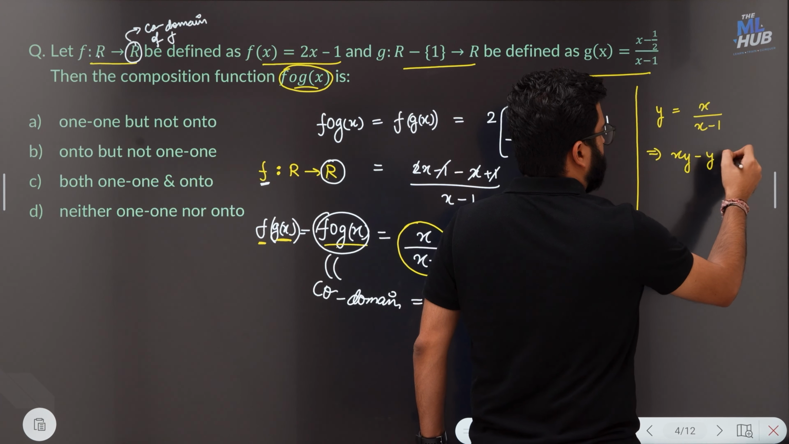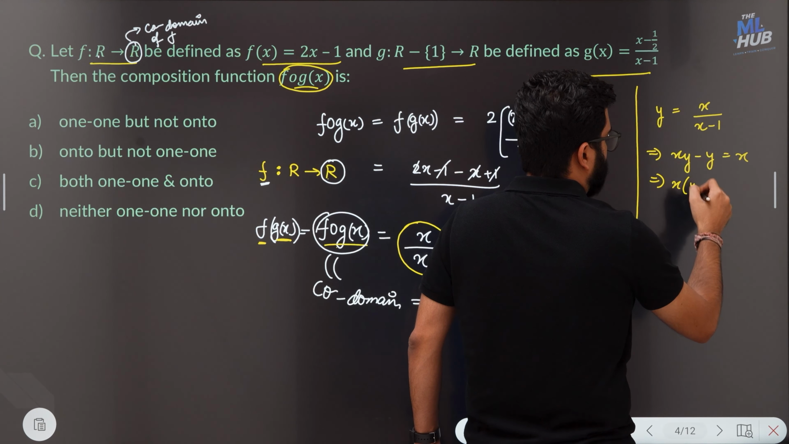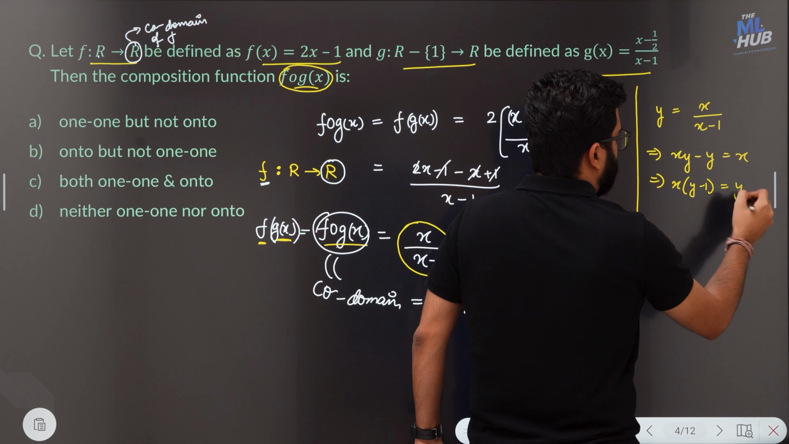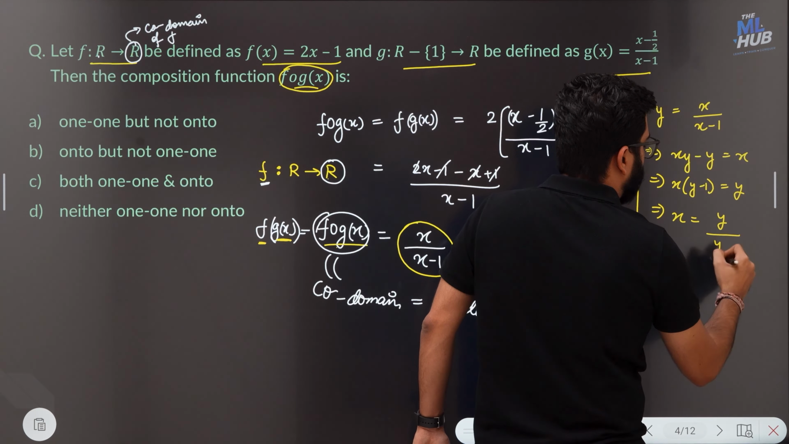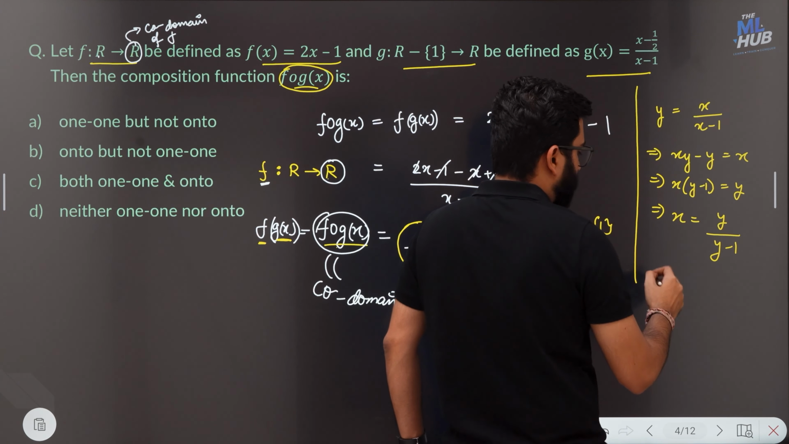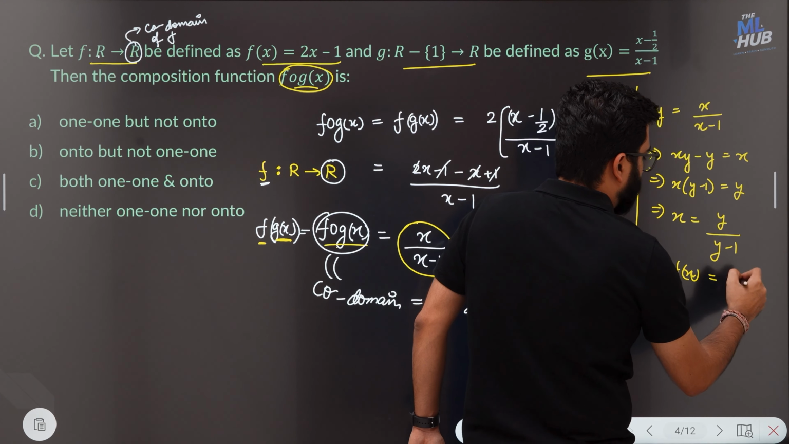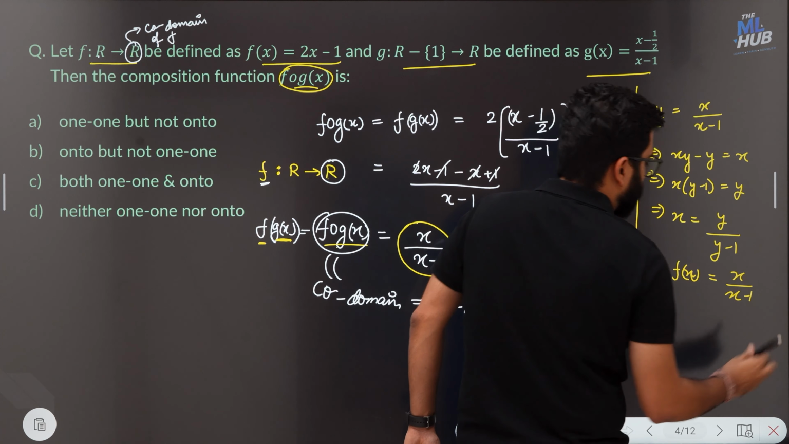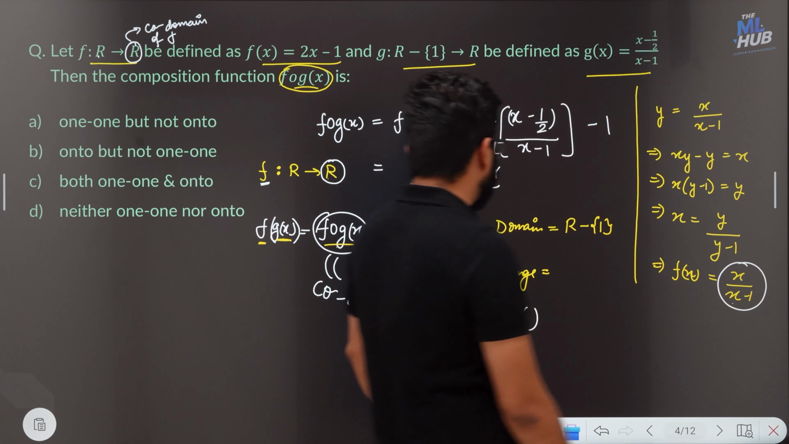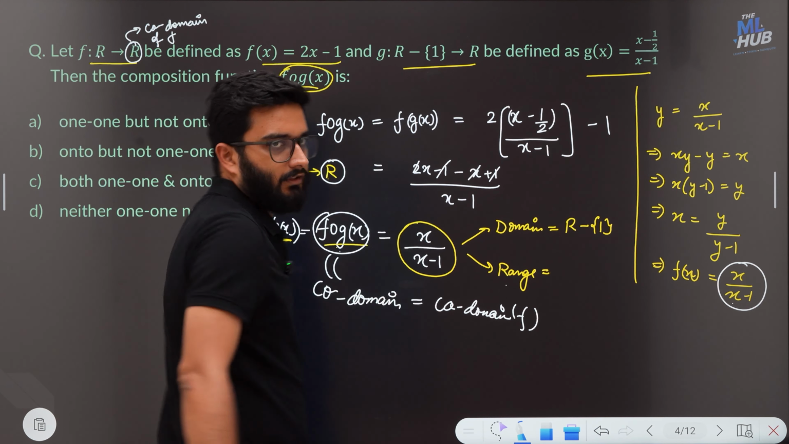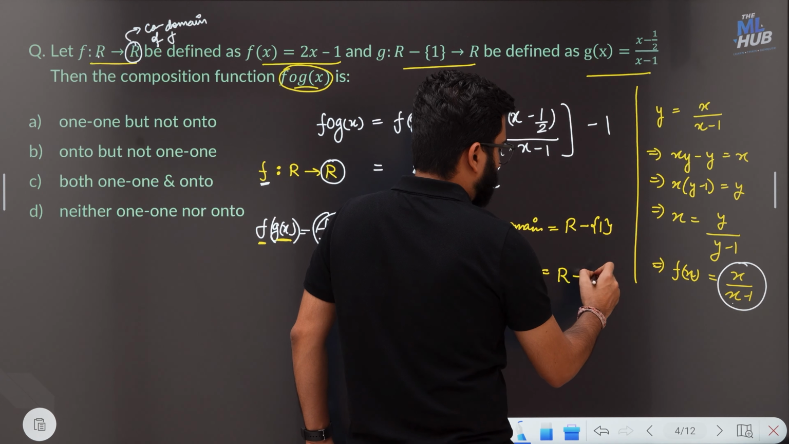xy minus y is equal to x, which is x times y minus 1 is equal to y. Therefore, x is equal to y divided by y minus 1, and it can be set as f of x is equal to x divided by x minus 1. So all possible x's of this function will be equal to the range of the original f of x, and it is also R minus 1.